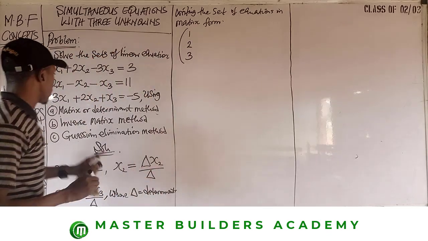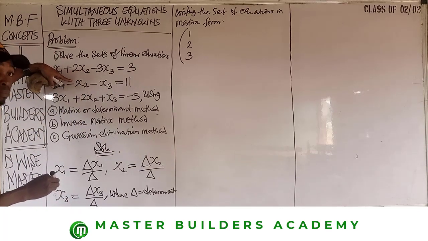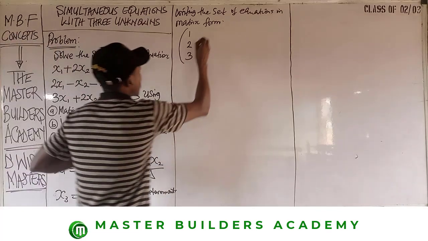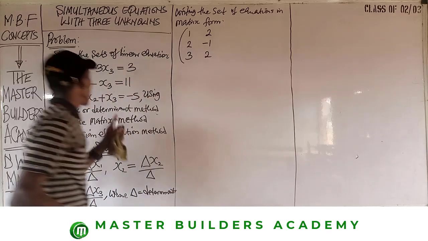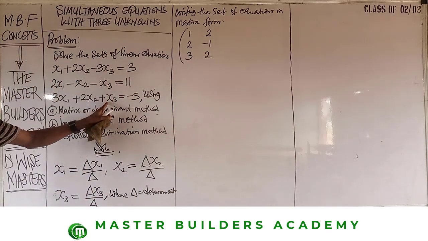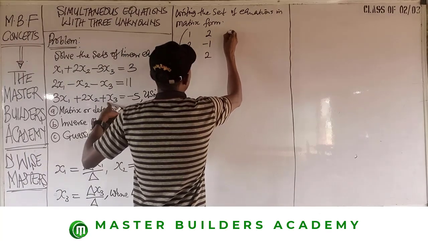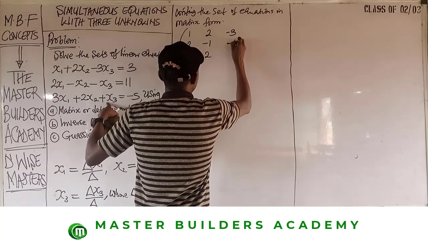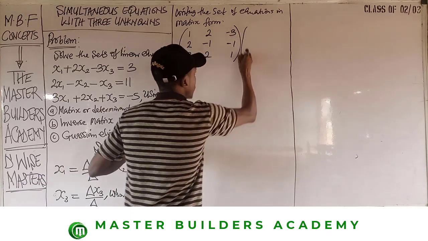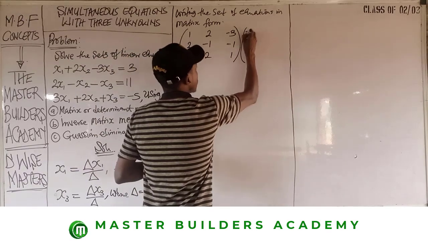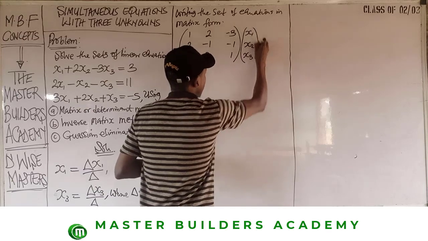Remember that this is a symbol for matrix. Then when we come to the middle, which is x2, the coefficient here is 2, that here is minus 1, and that here is 2. So we have this as 2, negative 1, 2. Then when we move down to the coefficients of x3, we have negative 3, negative 1, 1, right? So we have negative 3, negative 1, 1. All multiplied by, now, this becomes x1, x2, x3.